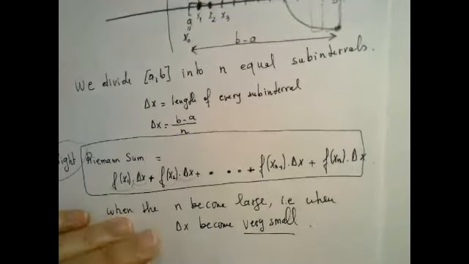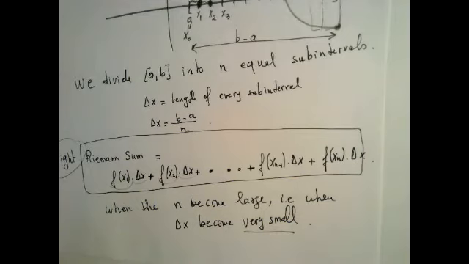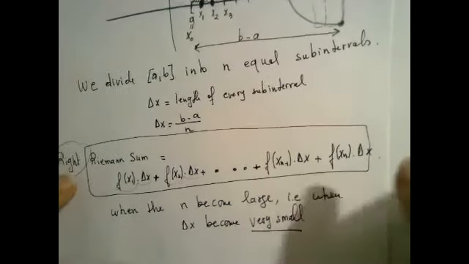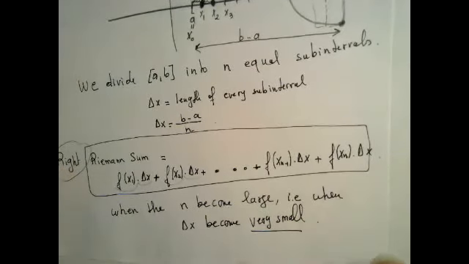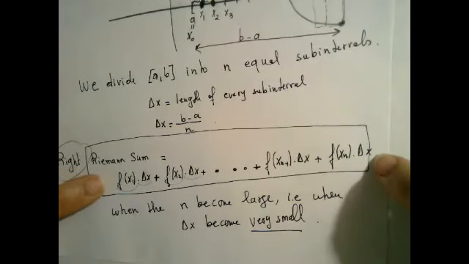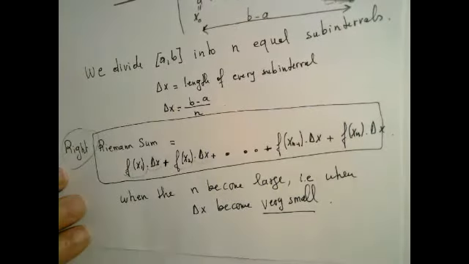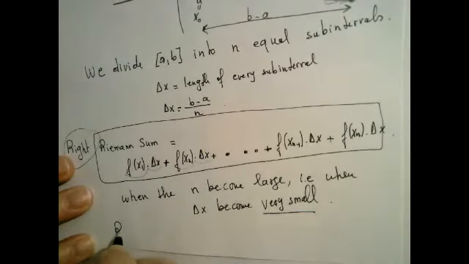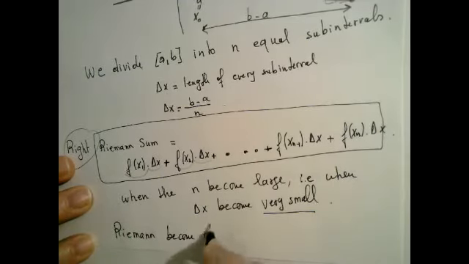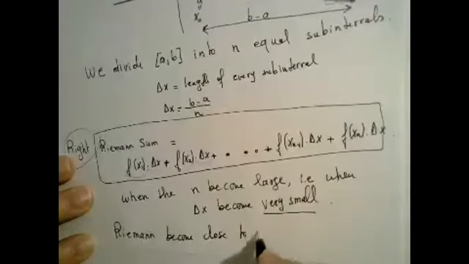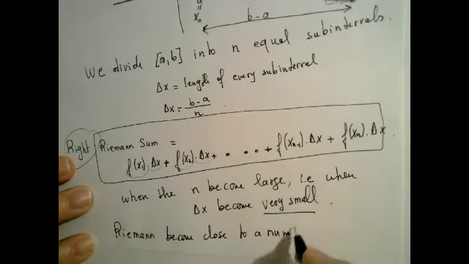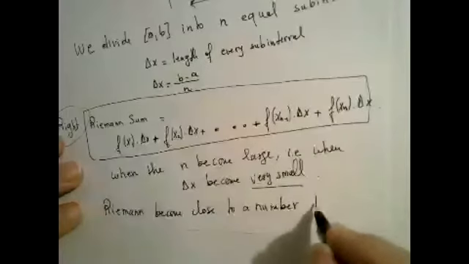So the definite integral is, by definition, that's the definition of the definite integral, there is no other one. By definition, the definite integral is those sums for n very, very large. So the Riemann sums become close to a number that we call the definite integral.